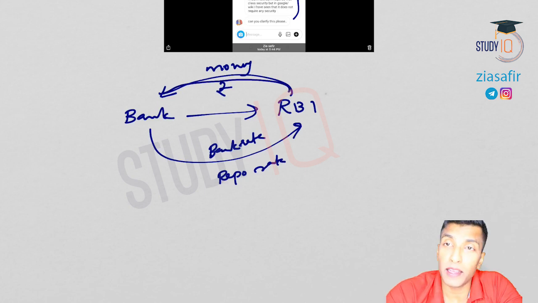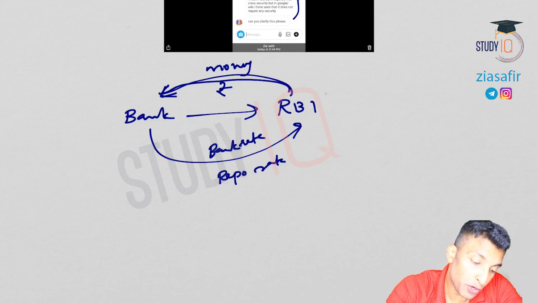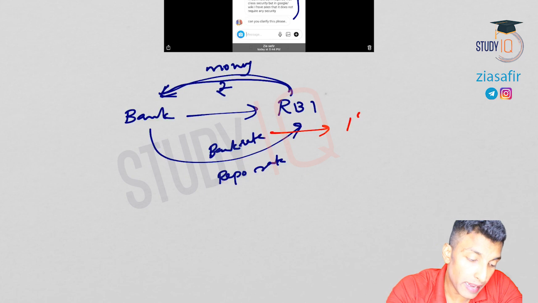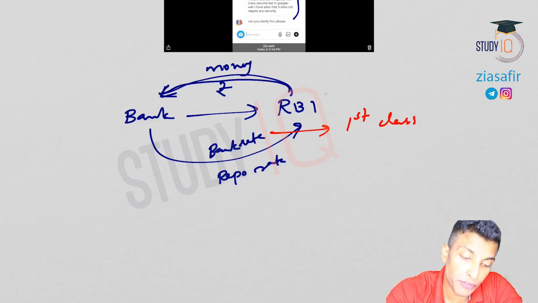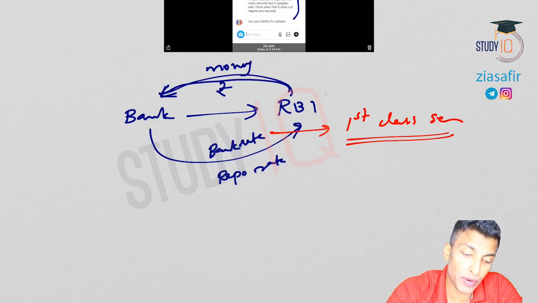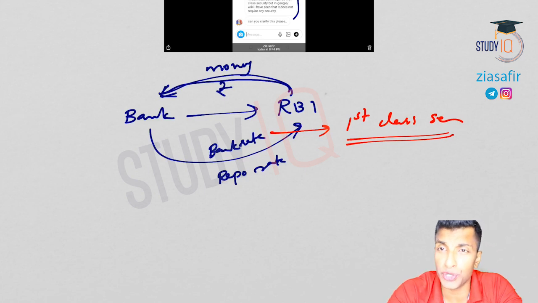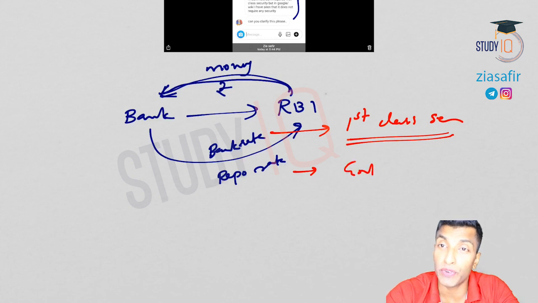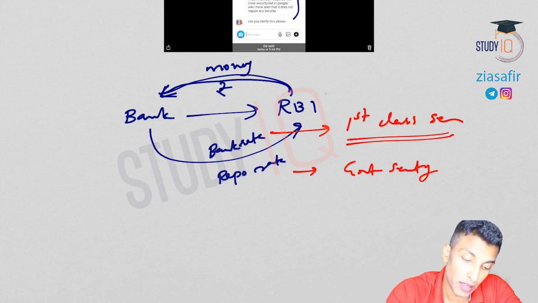Okay, so RBI will give money to banks under bank rate as well as repo rate. What is the difference? In case of bank rate, it is the first class securities which are pledged. First class securities means those securities which are issued by high net worth companies. We have discussed that in detail in the module of monetary system. In case of repo rate, you need to pledge which security? Government security. Okay, so you need to pledge government security here.